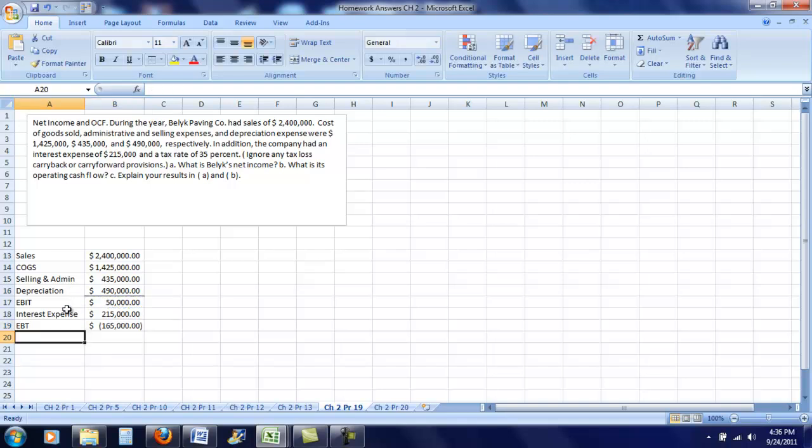So I have a negative EBT. So on tax, instead of multiplying this by 35%, which would give me a tax credit instead of having to pay, I'm just going to put 0. And so therefore my net income is equal to EBT, earnings before taxes, minus taxes.